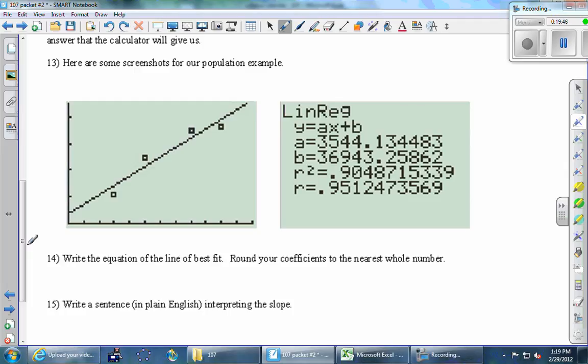We are trying number 14 first. Oh, and by the way, you see the r is 0.95? Your calculator will tell you that if you ask for it. 0.95 is close to 1. That's a pretty good fit.